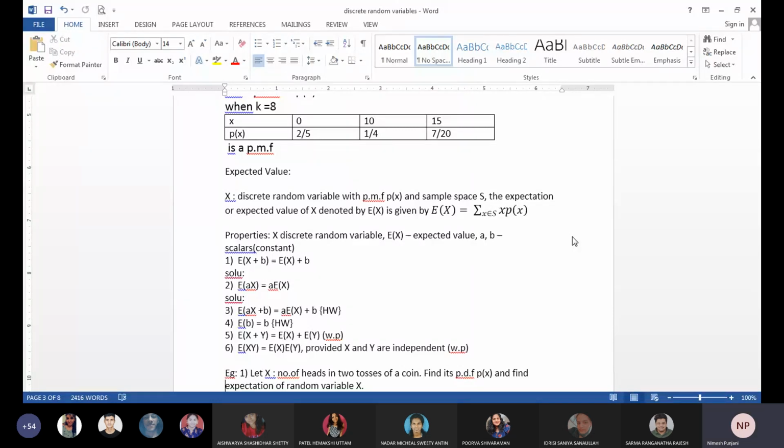Expected value of X into Y is expected value of X multiplied by expected value of Y, provided X and Y are independent random variables. Independent means एक दूसरे के ऊपर डिपेंड नहीं करता है. This also will be without proof. So I hope by now the abbreviations are clear. HW stands for homework, PP stands for practice problem, SS stands for self study, and WP stands for without proof.